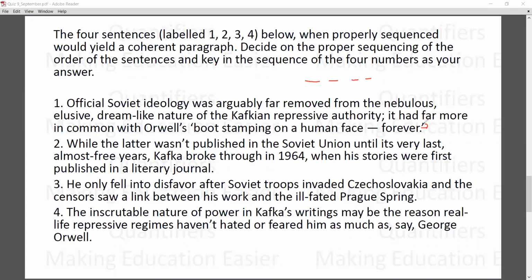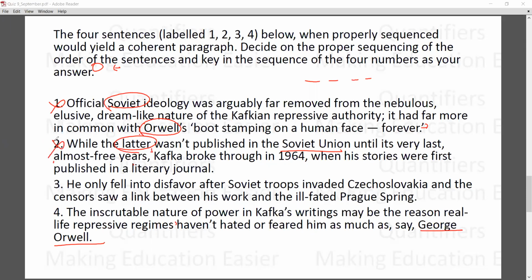It might be an opening sentence, but if you read it thoroughly, Orwell and Soviet are abbreviated forms. They mention the Soviet Union, and then the Soviet, and this sentence mentions George Orwell, and then Orwell. By that logic, if you remember the rules of para jumbles, the full name will precede the abbreviated form. So this will be preceded by either sentence 2 or sentence 4. Sentence 2 says "the latter", that means there needs to be something which is the former.